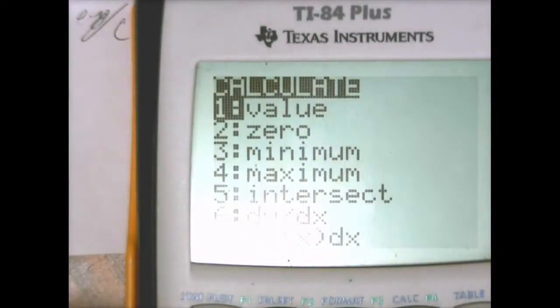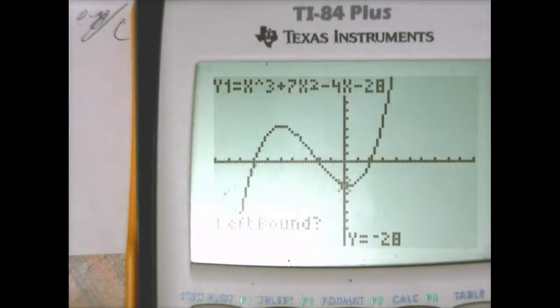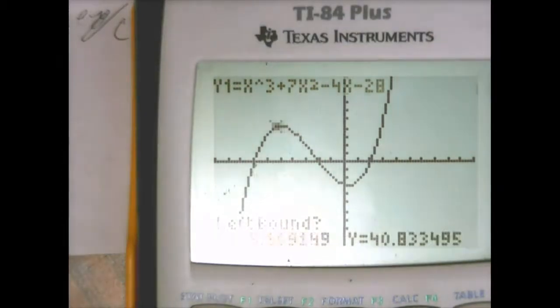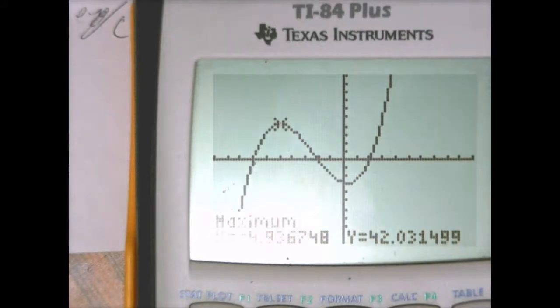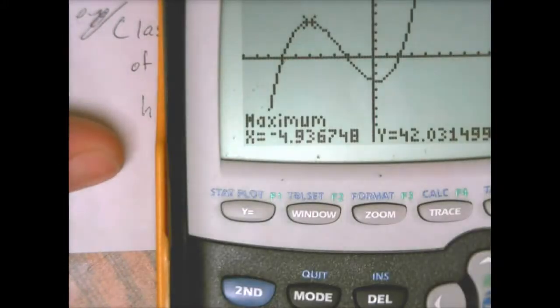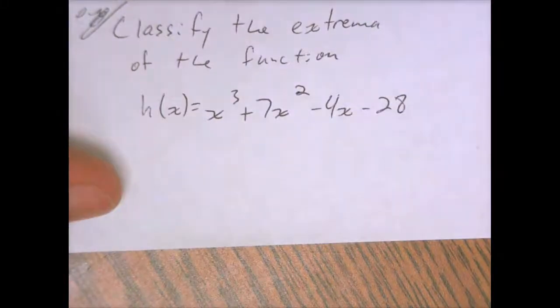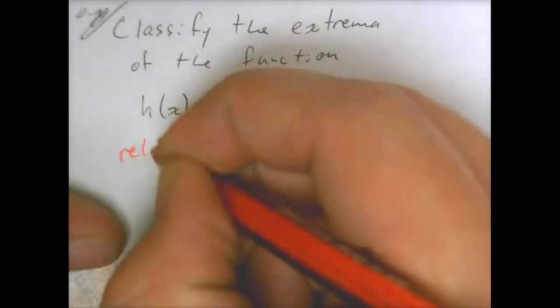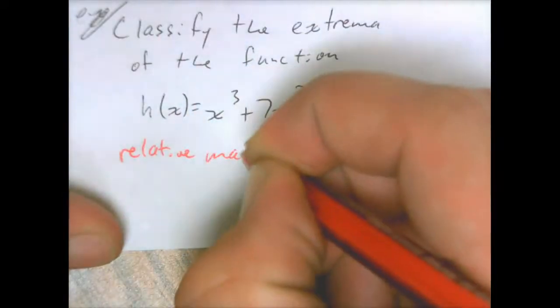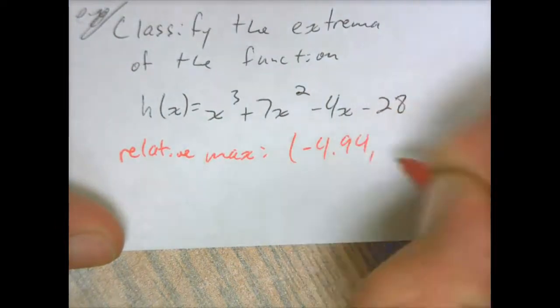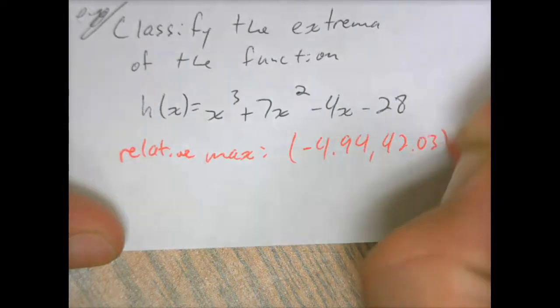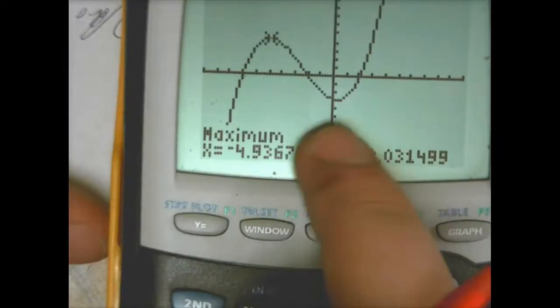So I can go to second calc, find my maximum, go to the left of it, and hit enter, and again my arrow comes up. Then go to the right of it, hit enter, and guess. So my maximum is negative 4.94, 42.03. So I can say the relative max is negative 4.94, 42.03. Okay, and then I can look for my relative minimum, which is over there.